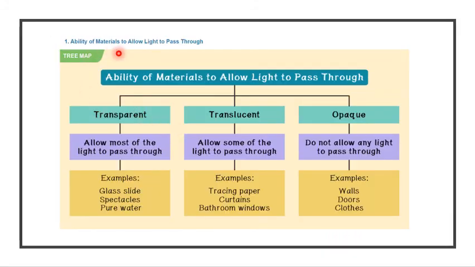For the ability of materials to allow light to pass through, there are three abilities. Number 1, transparent, translucent, and opaque. Transparent materials allow most of the light to pass through, such as glass, spectacles, and pure water. Translucent materials allow some of the light to pass through. Examples, tracing paper, curtains, bathroom windows. Opaque materials do not allow any light to pass through. Examples, walls, doors, and clothes.